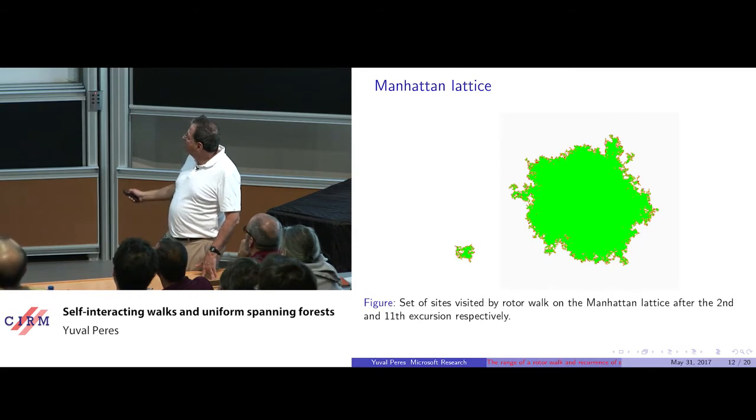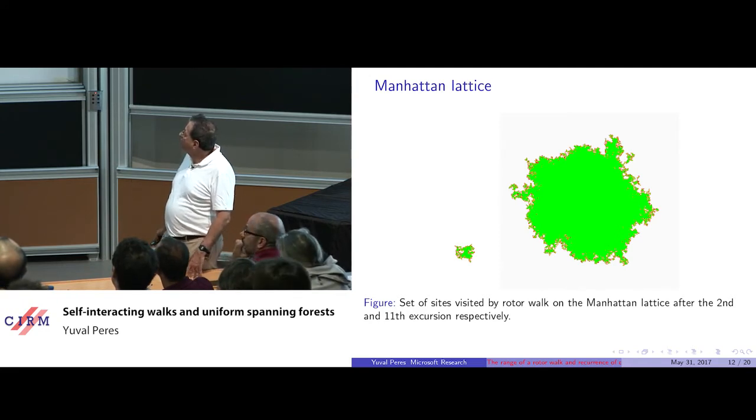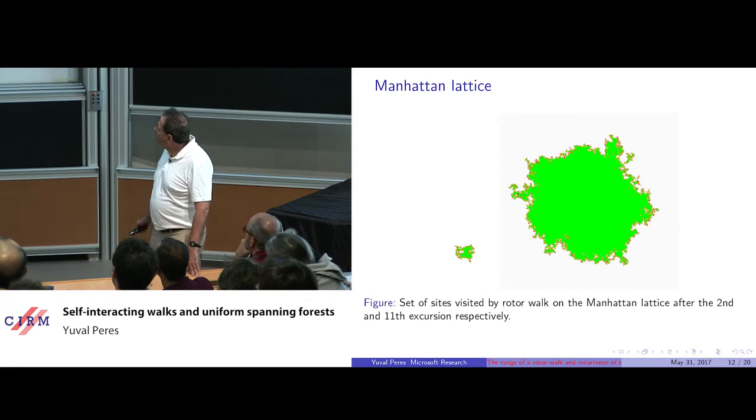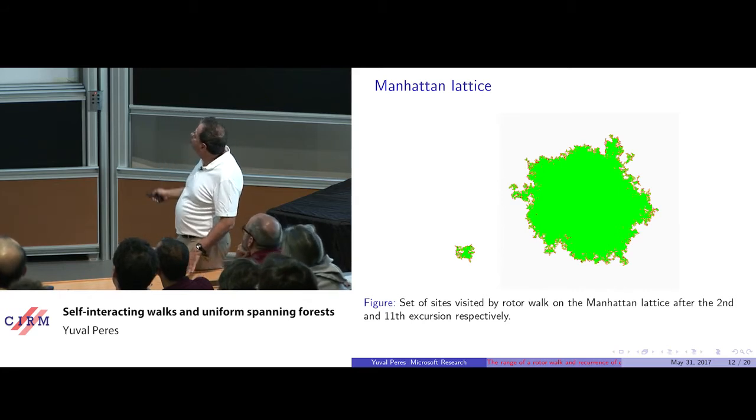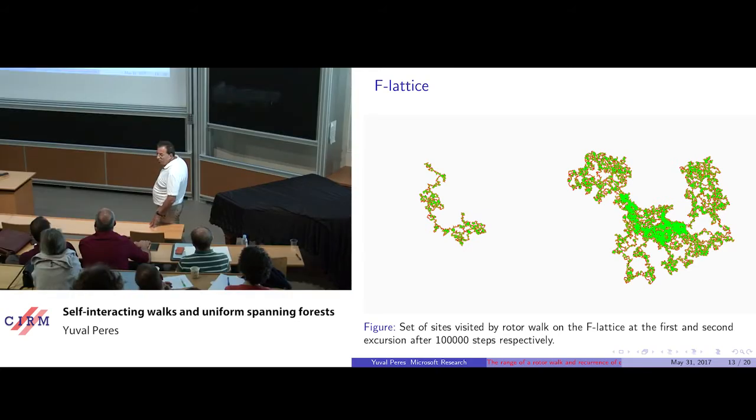This is the range of the rotor walk on the Manhattan lattice after 2^11 excursions. You see this kind of blob growing. This is the behavior on the F lattice. It is recurrent, but the growth seems to be linear. So the growth could be linear together with recurrence.